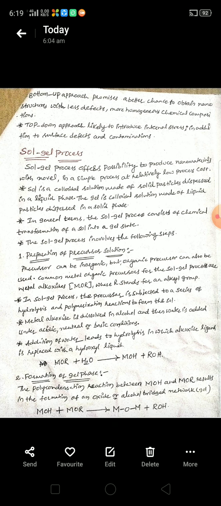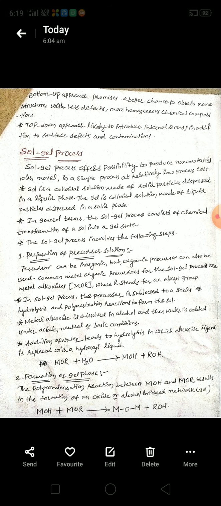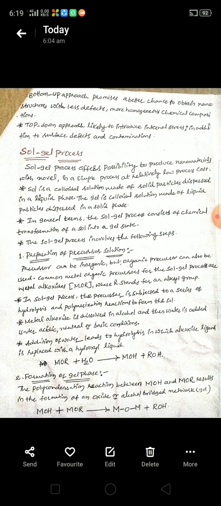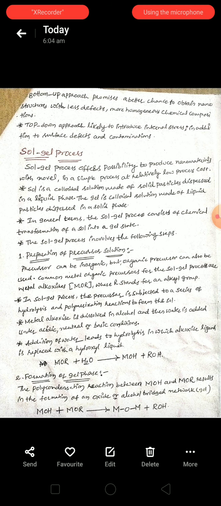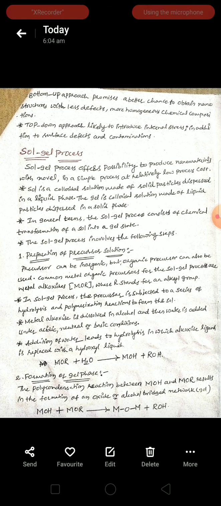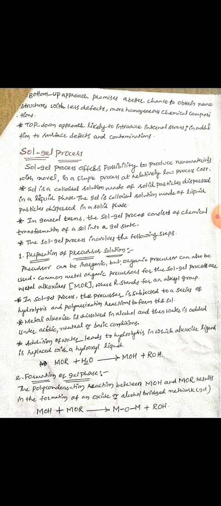Then what is meant by sol gel process? The sol gel process consists of the chemical transformation or chemical conversion of the sol into a gel state. This is called the sol gel method or sol gel process. Have you understood? The sol gel process involves the following steps.